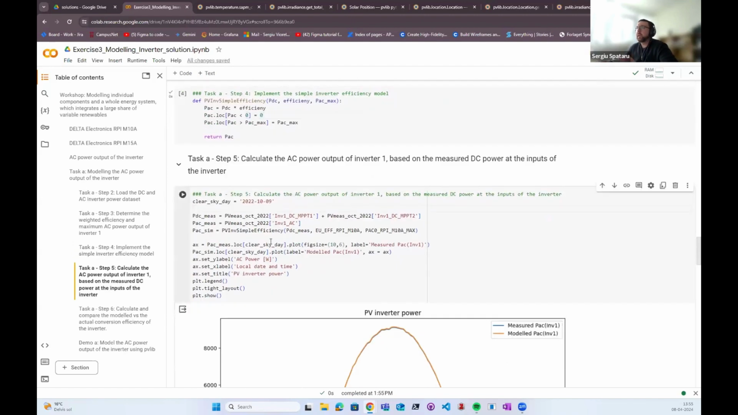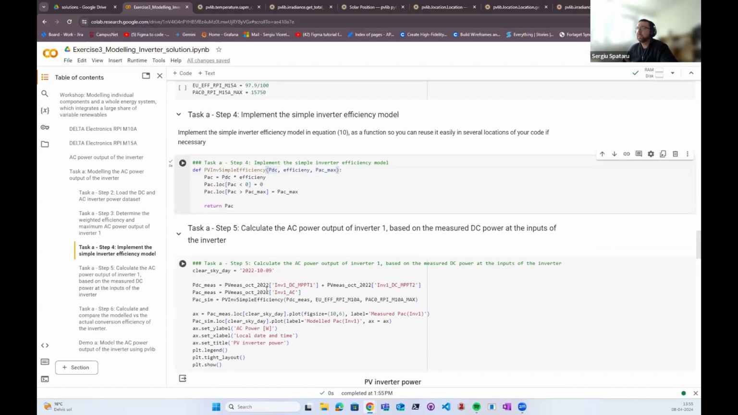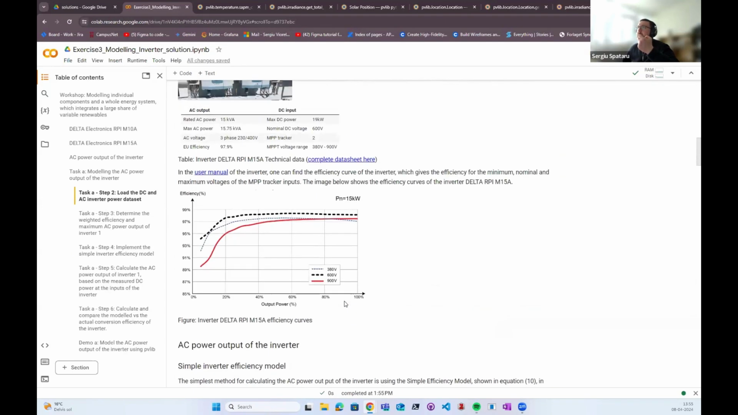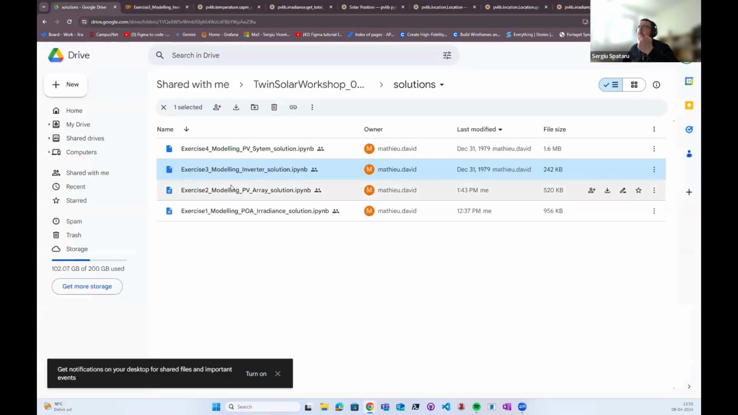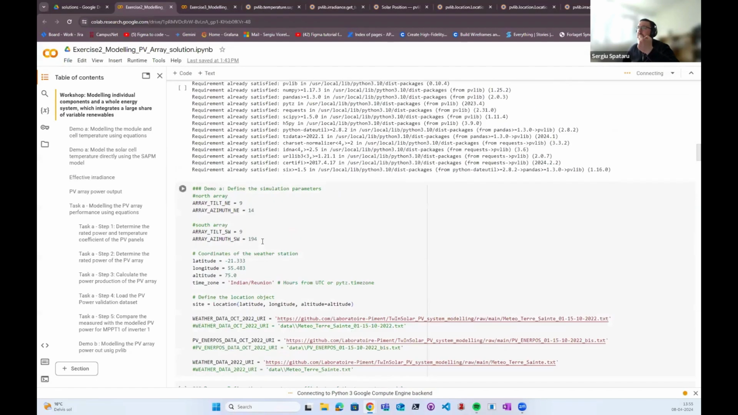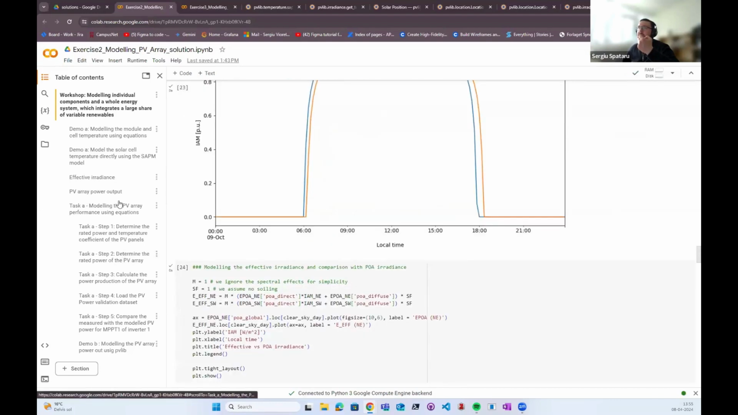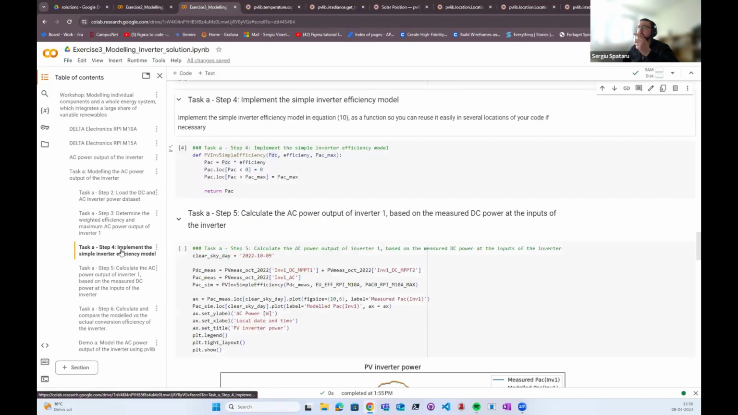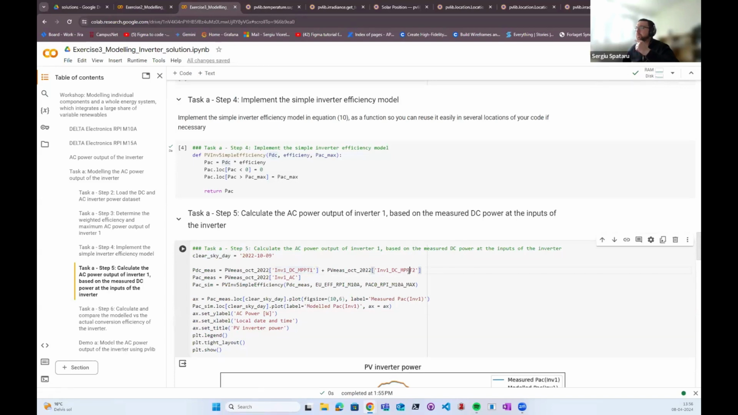Then we just need to apply it. So what is this PDC? Well, for this inverter, it has two inputs, two MPPTs, if you remember here. Inverter 1 has MPPT1 and MPPT2. And actually, we had it in exercise 2 as well. If you remember, inverter 1 has MPPT1 with 36 modules and MPPT2 with 18 modules. And then we have measurements from MPPT1, and we have measurements from MPPT2, and then we have the actual AC output measurements.